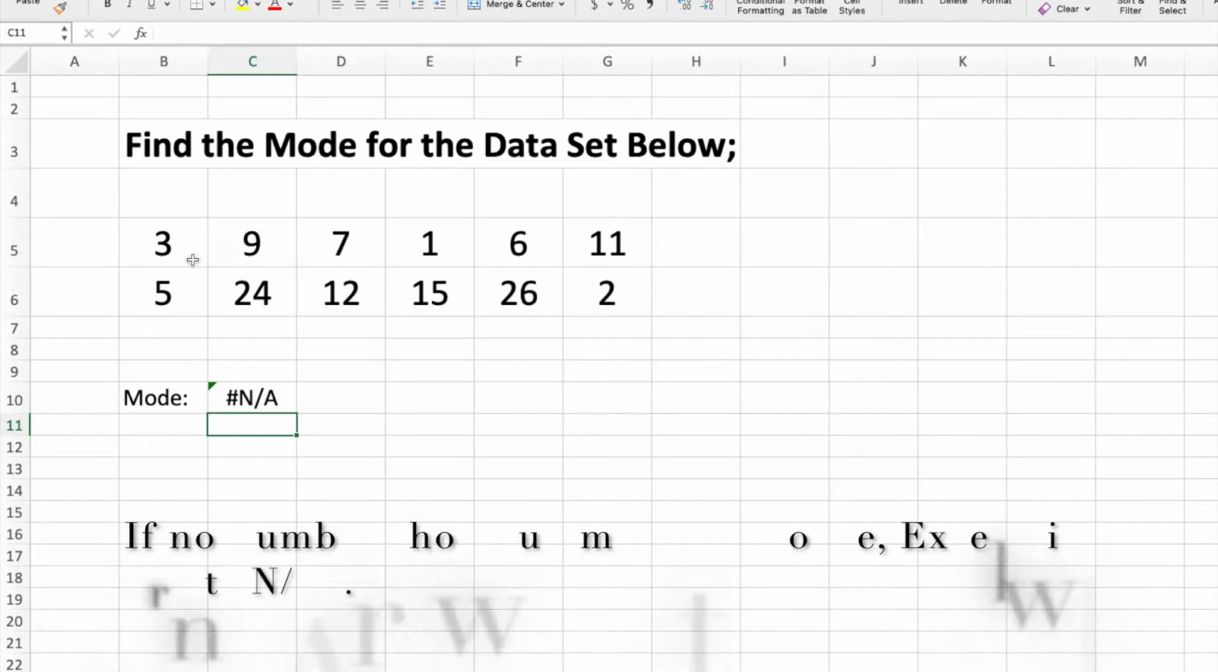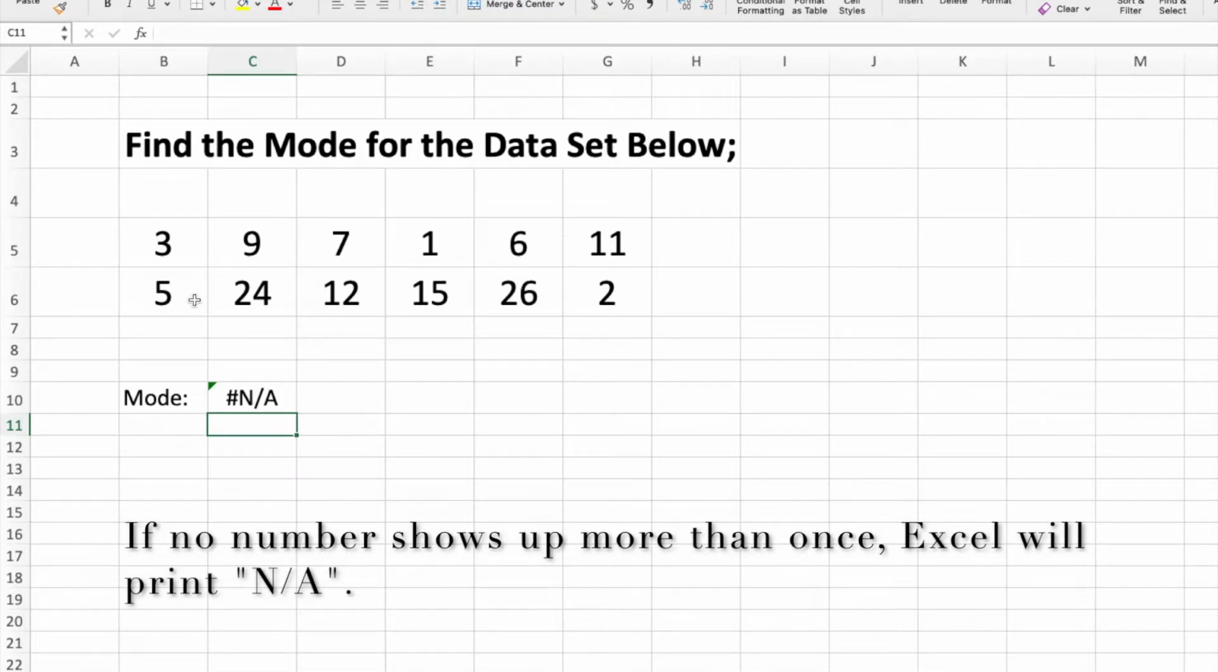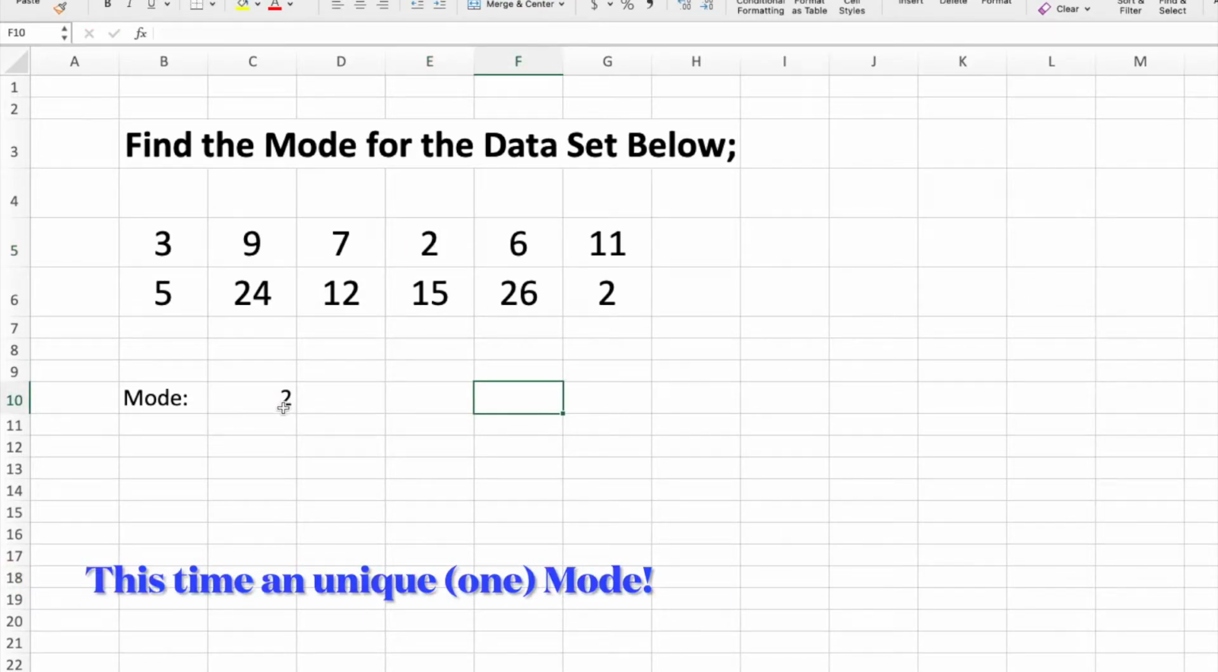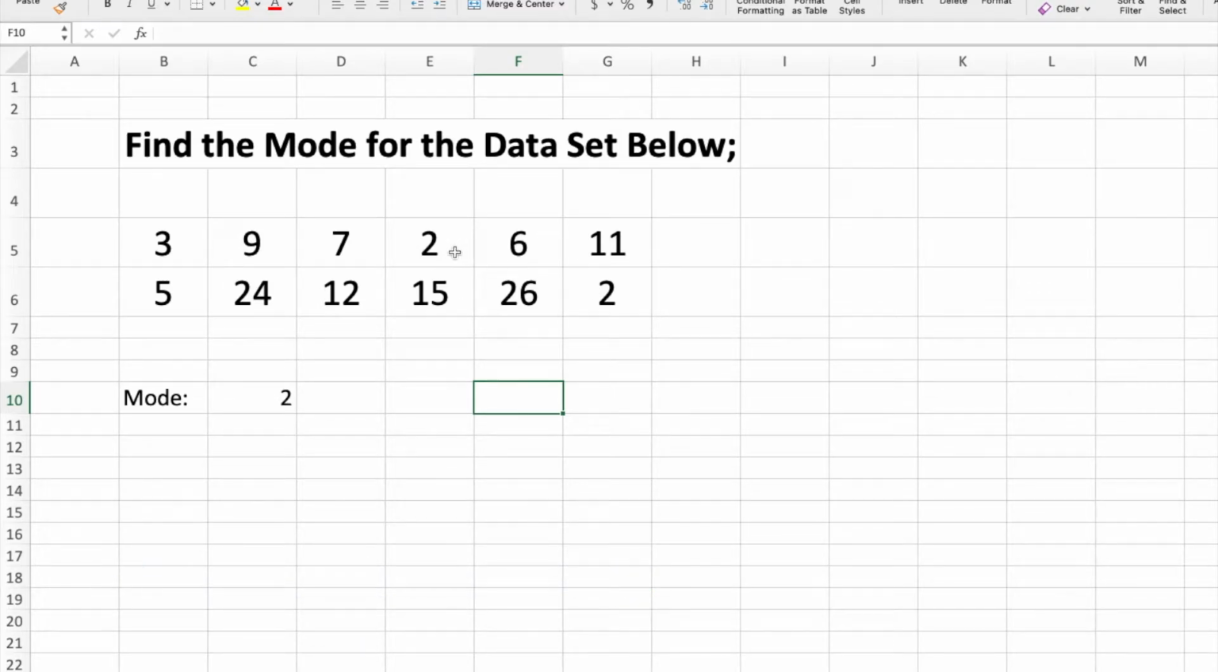Notice that I don't have any number repeating, so each number pops up a single time, and therefore there is no mode here. Now what I'm going to do is put this one as a 2 here. So let's take a look at what is happening. Right here it shows me 2, so that is the mode. Now this is 2, 2, so what is happening if I have another? This is 6. Do I have a multi-mode? Let's put down 6 here. Let's take a look, enter.